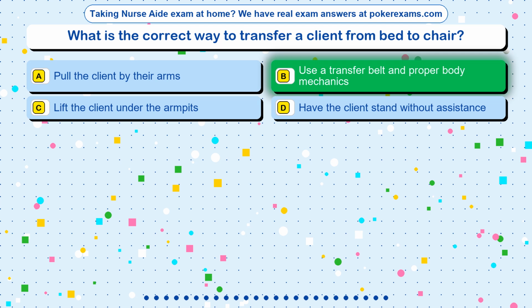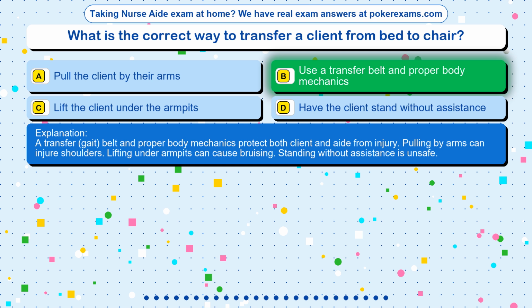The correct answer is option B. Use a transfer belt and proper body mechanics. A transfer gait belt and proper body mechanics protect both client and aide from injury. Pulling by arms can injure shoulders. Lifting under armpits can cause bruising. Standing without assistance is unsafe.